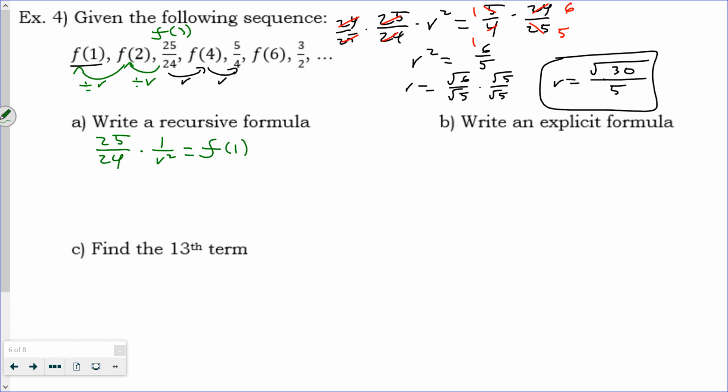All right, now I'm going to solve for f of 1. I know r squared is 6 over 5, right? So 25 over 24 multiplied by 1 over my r squared, which is 6 over 5. 1 over 6 over 5 is the same as 5 over 6, and that equals f of 1. When you multiply these together, you get 125 over 144. So that's f of 1.